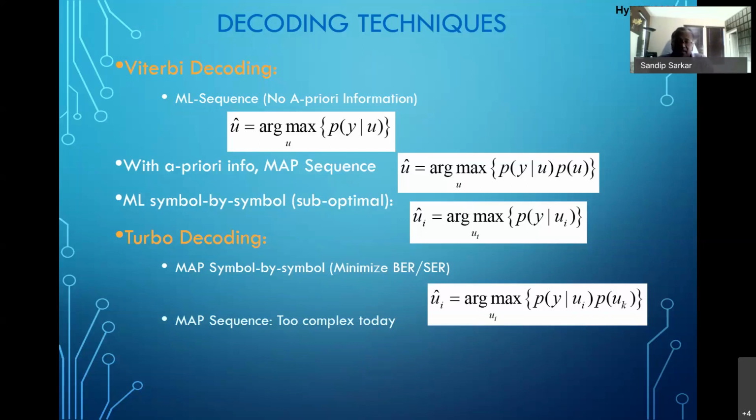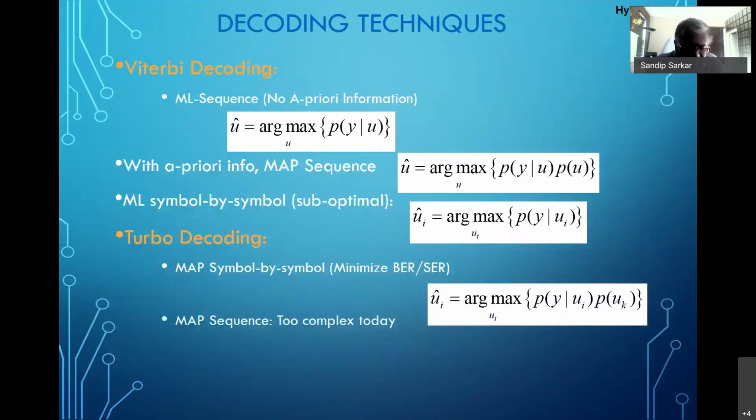I mean, if you think about it, LDPC was introduced by Gallager in the 50s, and it was not used because it was too complex. Today, it's not too complex. It's perfectly fine. So someday in the future, probably we can do MAP sequence decoding. However, today, as it stands, MAP sequence is too complex, and so we do MAP symbol by symbol in turbo decoding.